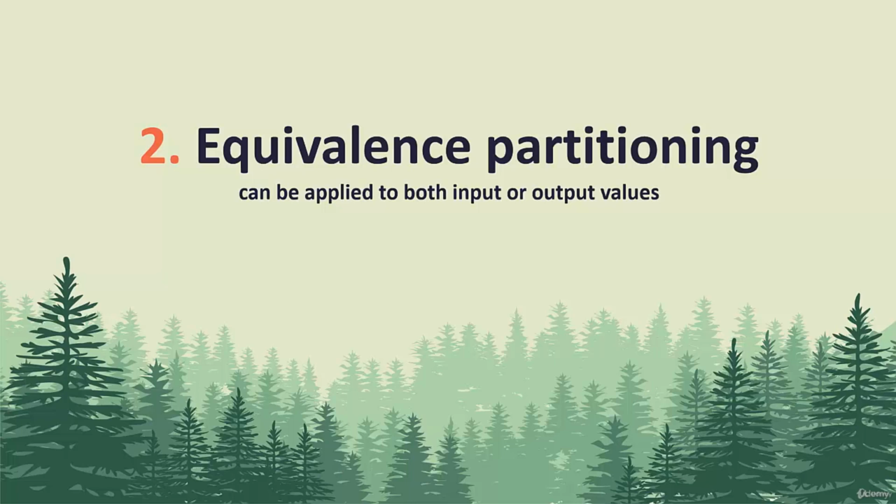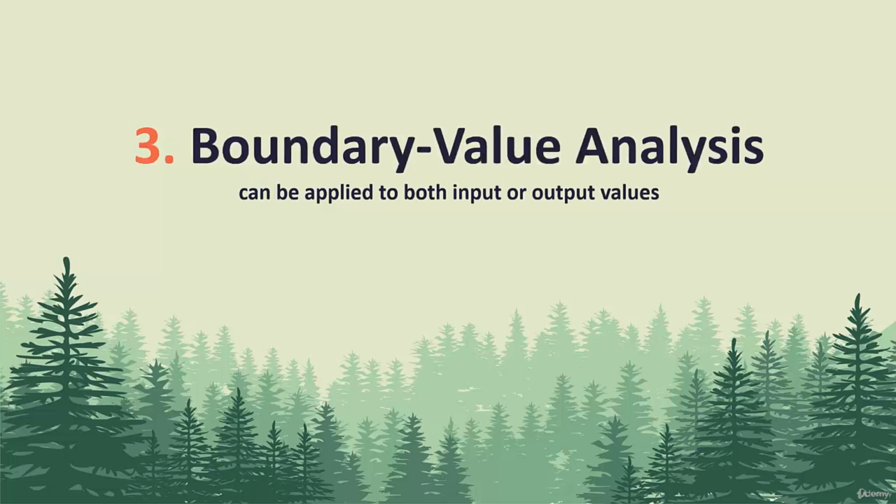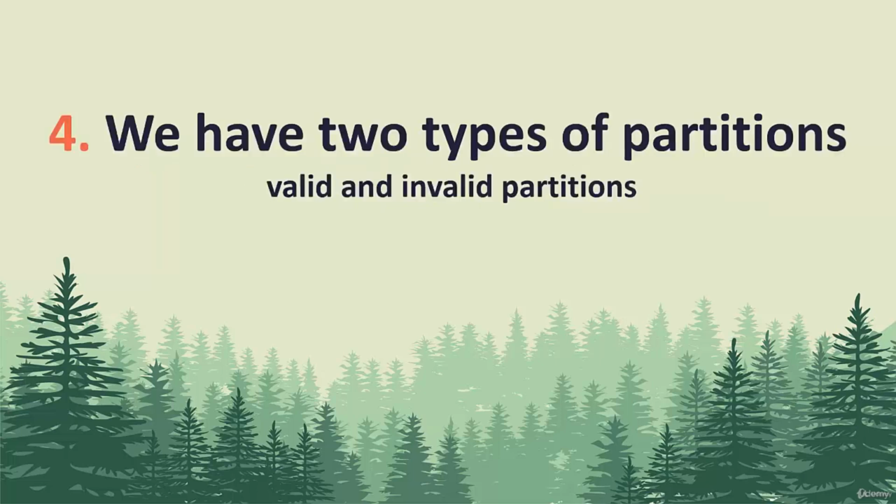Sometimes our goal in equivalence partitioning or boundary value analysis is to measure the output. So in this case, we provide the input to the system that makes these outputs happen, that makes the output partitions covered. Also, of course, boundary value analysis is like equivalence partitioning. It can be applied to both input or output values.